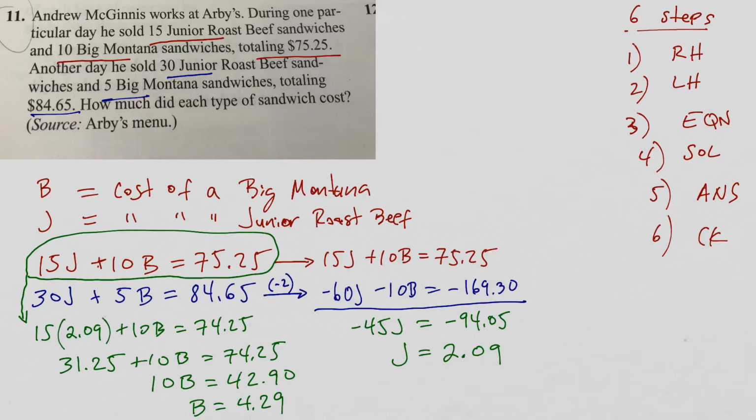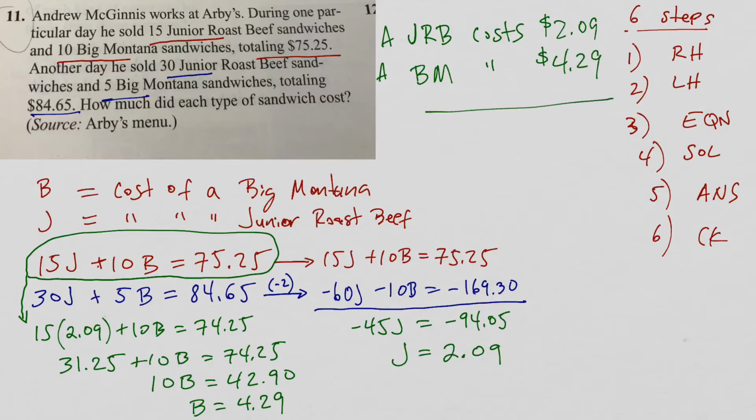So the answer is a junior roast beef costs $2.09 and a big Montana sandwich costs $4.29. And that's everything.